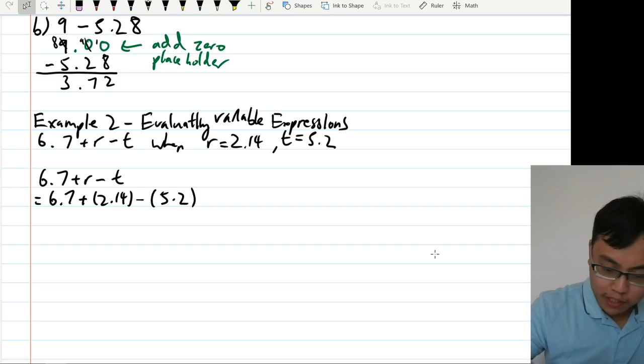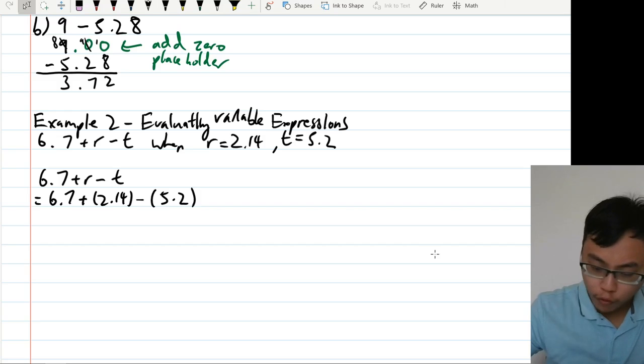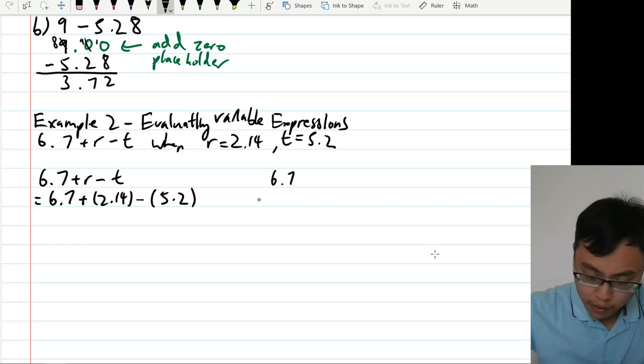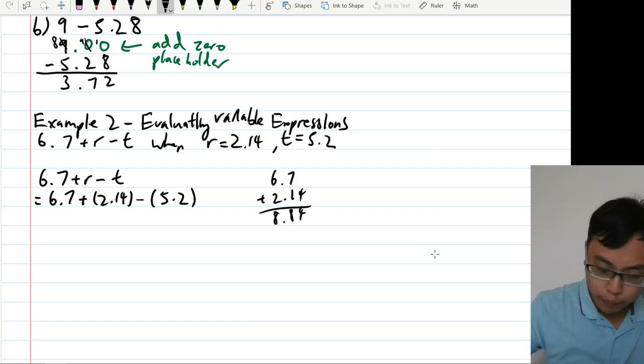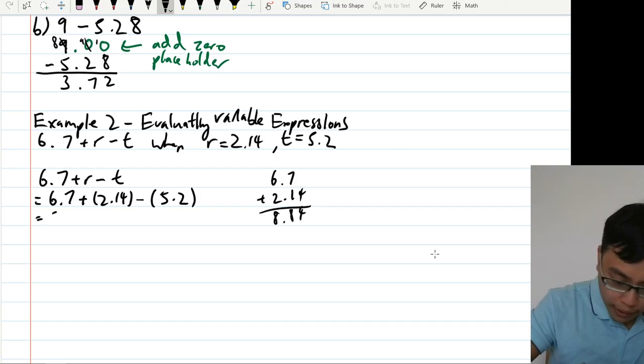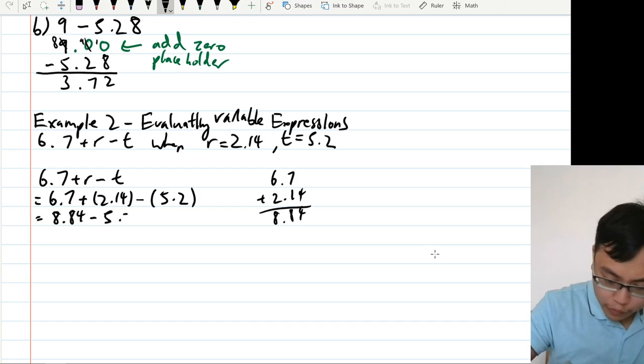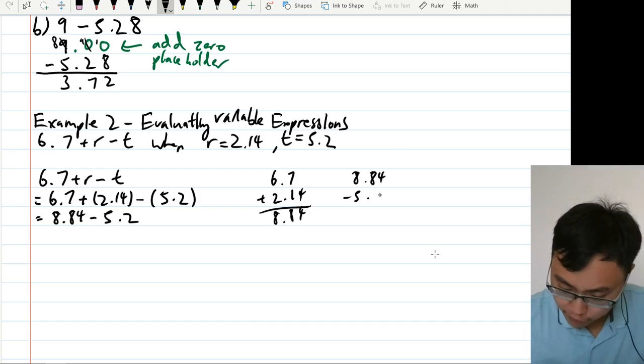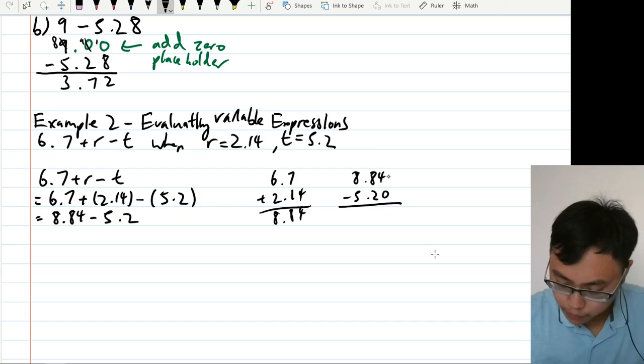So 6.7 plus 2.14, I'm going to do a little bit of working out at the side. 6.7 plus 2.14, and so that's going to be 4, that's going to be 8, and that's going to be 8. Bring the decimal down, and so that is equal to 8.84 minus 5.2. Then again, I'm going to do a little bit of working out at the side. 8.84 minus 5.20. I'm going to put a placeholder.